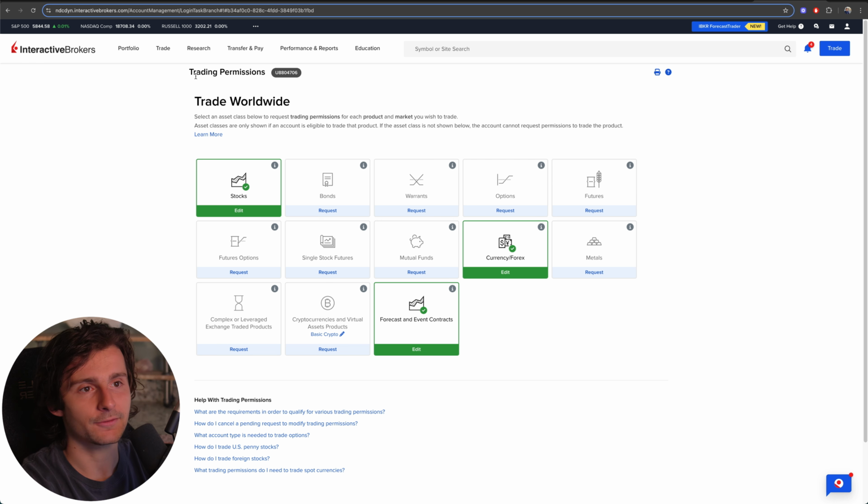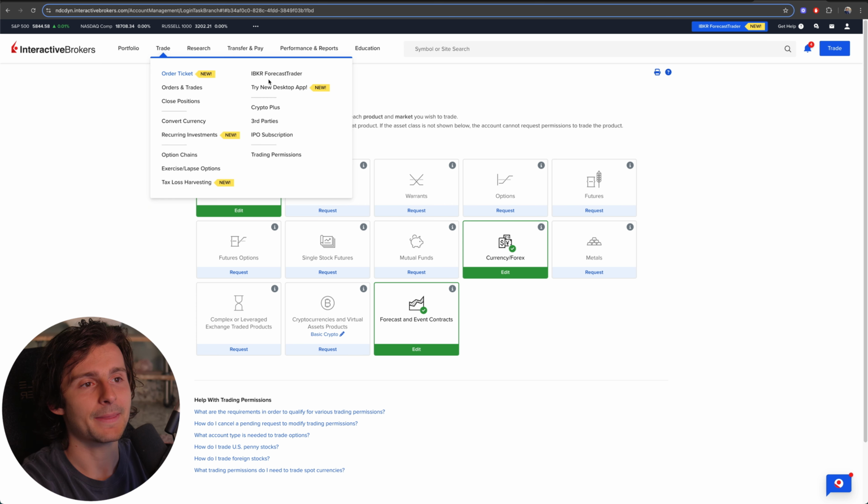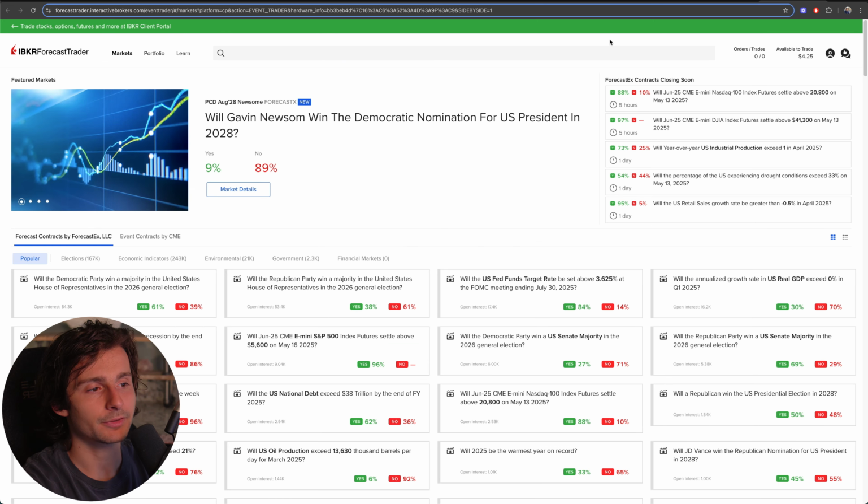So it should not take very long. Then you'll go back to the trade tab, I should say, and go to IBKR Forecast Trader. That's where we can trade event contracts. This is going to open up a different portal. So now you're thrown into this massive sea of millions of things that you can bet on or select in the markets.